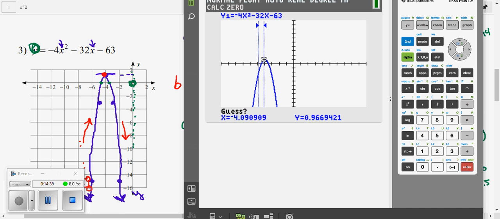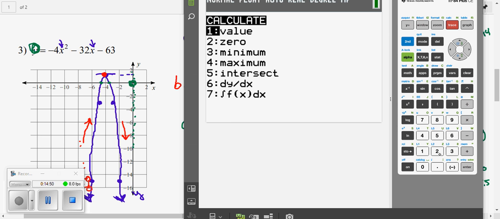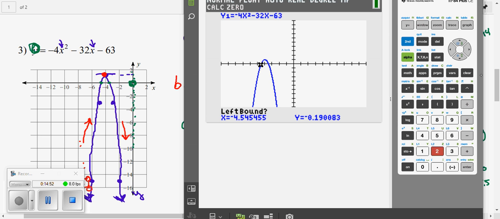And then it says, okay, you want me to guess? You want me to tell you where it is? Well, sure I do. And you see -4.5. Do that one more time. Second trace, 2. Then I'm going to find the other one. I already found the one on the left. Now I want the one on the right. So I'm going to put my cursor on it.